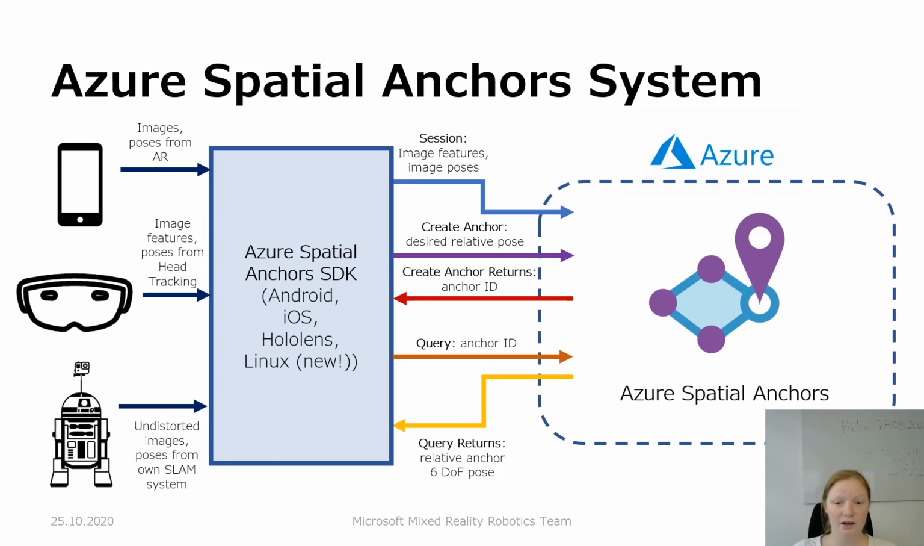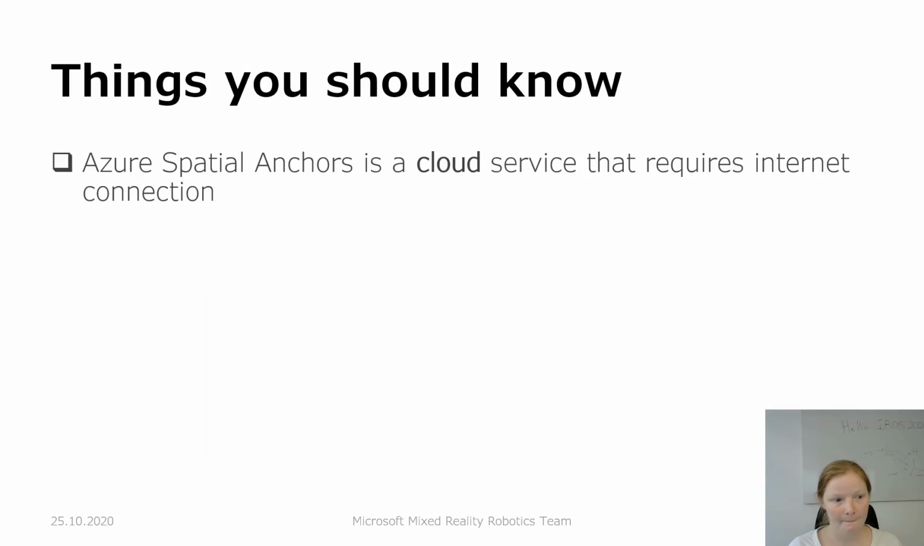And when you query an anchor, what you get back is the relative anchor 6 degree of freedom pose. So this pose is relative to whatever coordinate frame your poses are in. So this is going to be the pose of the anchor relative to, for example, your odometry frame, not to your current position. We'll talk about this a little bit more.